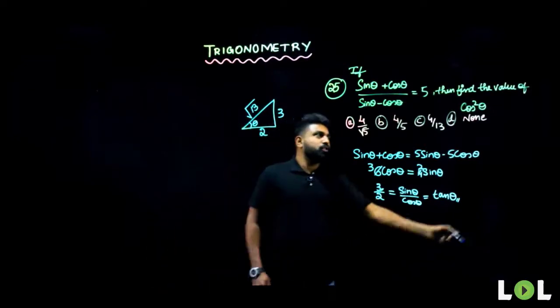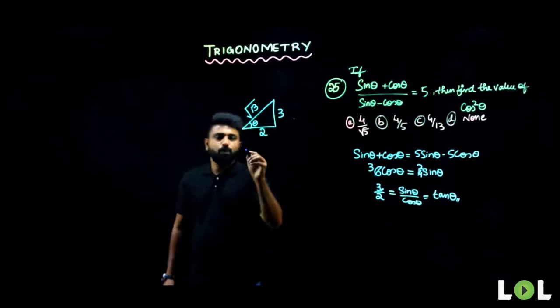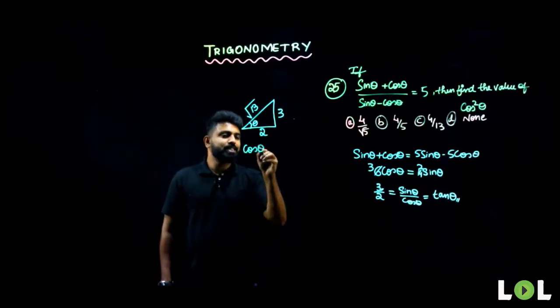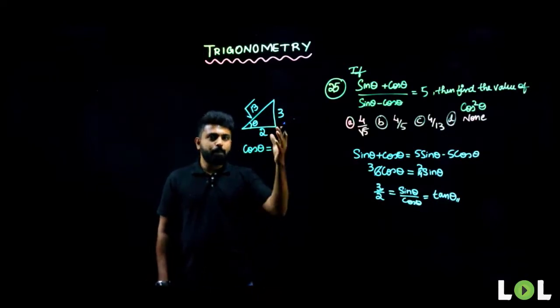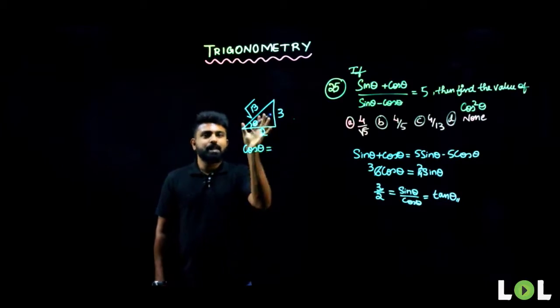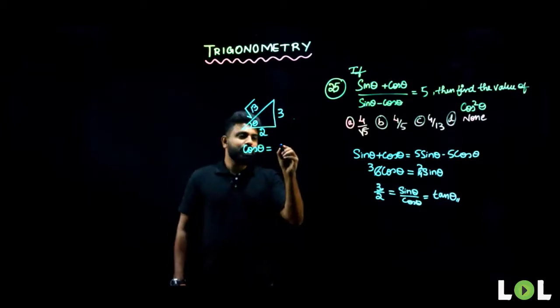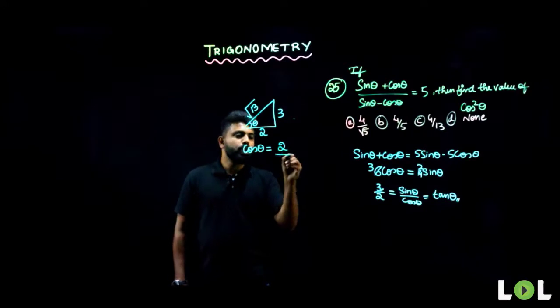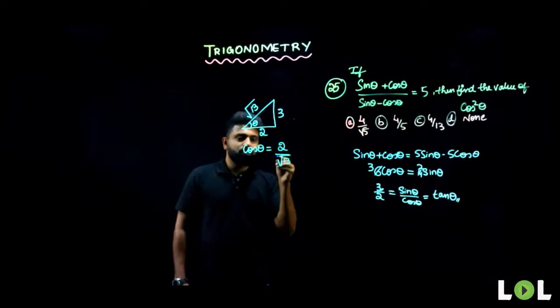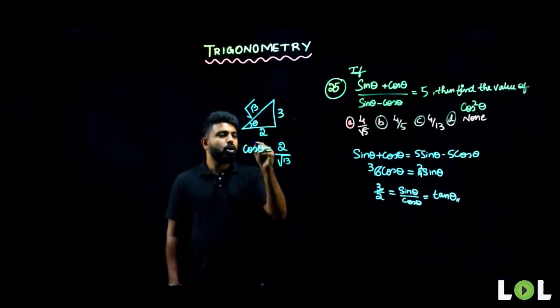So now they're asking us to find cos square theta. What is the value of cos theta? Cos theta is nothing but adjacent by hypotenuse. Which is the adjacent side here? Adjacent is 2 divided by hypotenuse. Hypotenuse is root of 13. So they're asking us to find cos square theta.